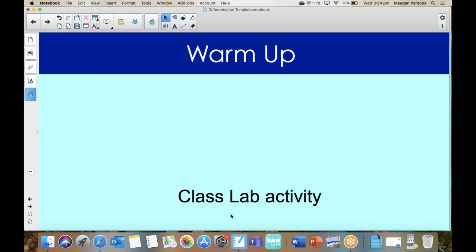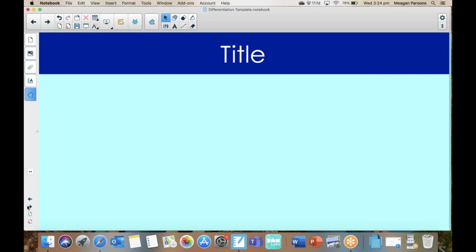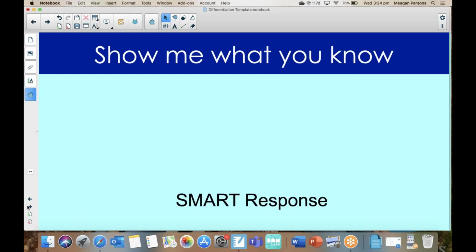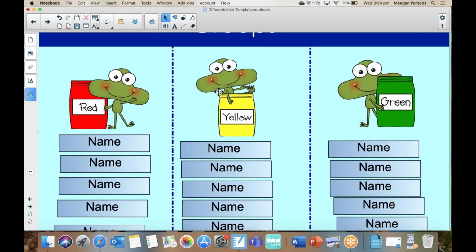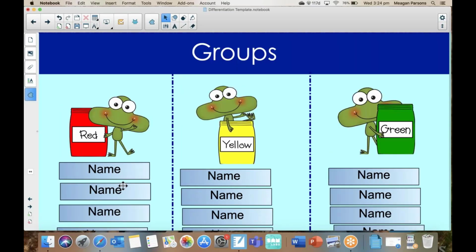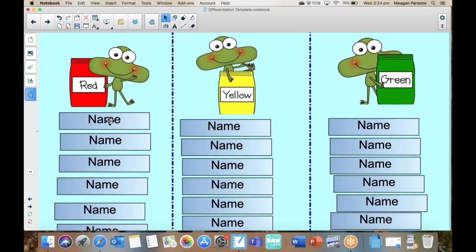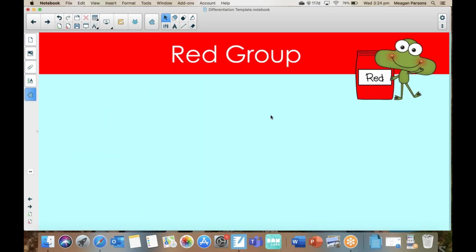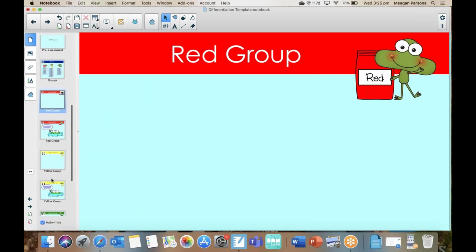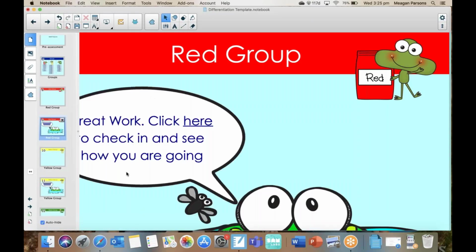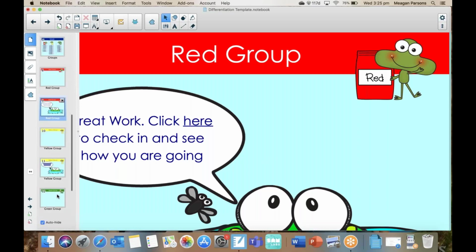Then there's a page there for you to add some class lab activities as a little bit of a warm up. Add in your SMART response for your pre-assessment there. And then I've left the groups in here. So that page is pretty much ready to go. You just need to add the student names in when you're ready for that. And I've left in a red page, a yellow page, and a green page for you. And also the one that says, great, click here to take me to the final assessment.